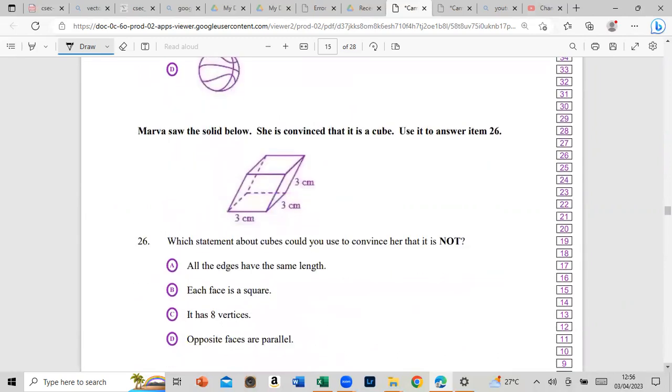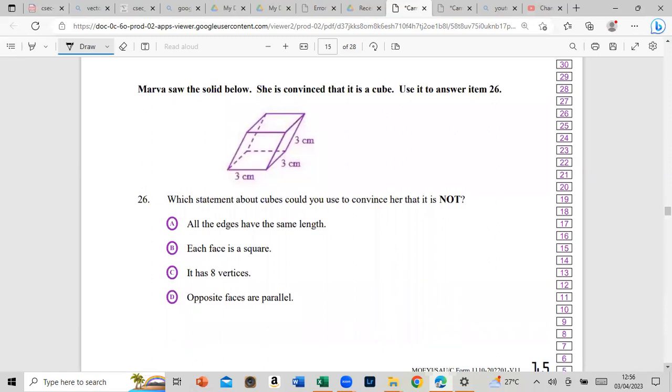Marva saw the solid below, which she is convinced is a cube. She's convinced that it's a cube. Use it to answer item 26. Which statement about a cube would you use to convince her that it's not a cube? Guys, I'm not so sure about that one here now.